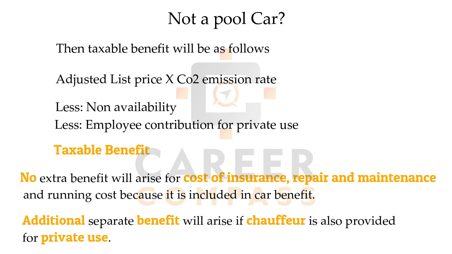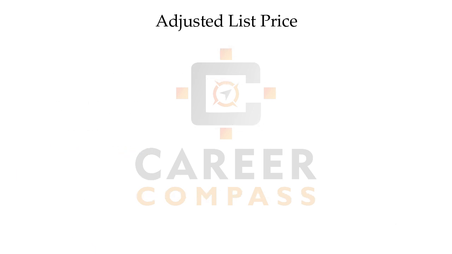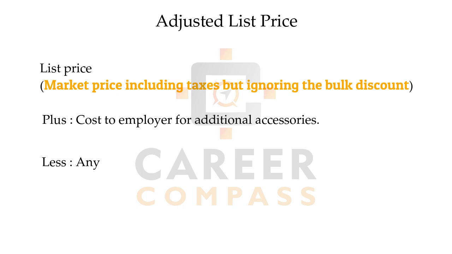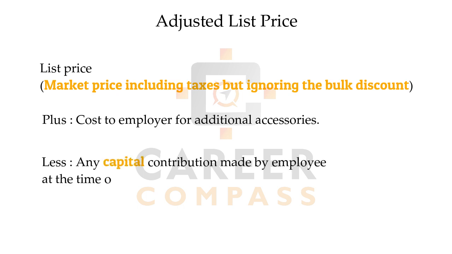Now students, in the pro forma here, they are asking you to multiply the adjusted list price with the CO2 emission rate. So let's see how to derive that adjusted list price for the car. List price is nothing but the market price including taxes, but excluding bulk discount. Then we have to adjust that list price with the cost of additional accessories and the capital contribution made by the employees. Students, here please focus on the capital contribution, right?